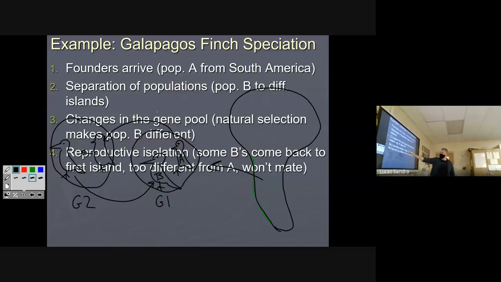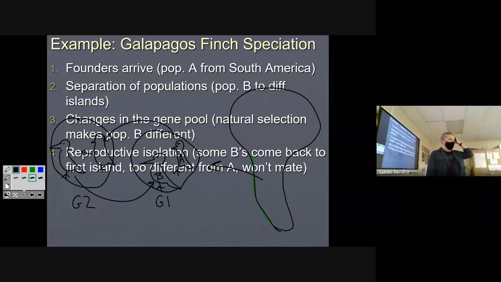Then from little to big beaks, what kind of selection is that? What kind of natural selection on the bell curve happens? That was directional selection that gave them the big beaks. Now they fly back and A won't mate with them. What kind? That's behavioral isolation, right? We've gone from geographic to behavioral.